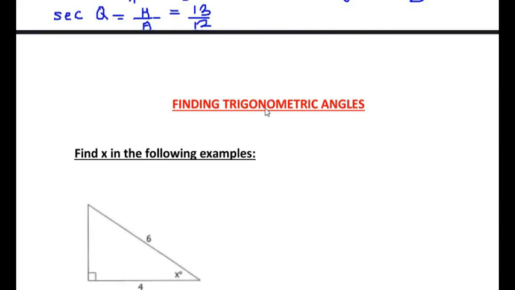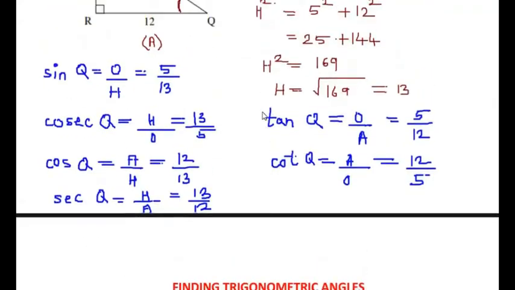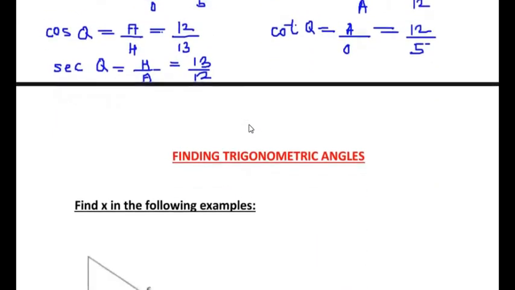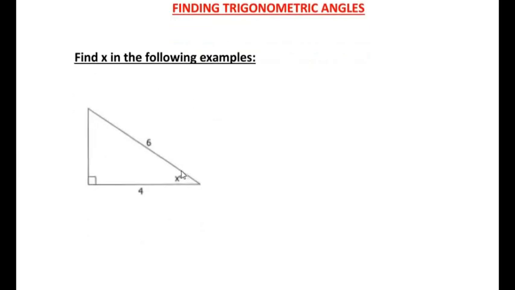Now let us look at finding the trigonometric angles. In the previous case, we were just finding the trigonometric ratios. Now we are going to find the trigonometric angles. Find x in the following examples. x is the angle of concern here. So we need to find the angle x.